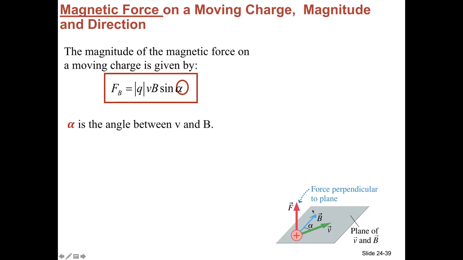That's the angle between the magnetic field and the velocity vector. If that's zero, it makes the force zero. If that's 90, it gives us the biggest possible value of the force, which is given by all of this stuff here.